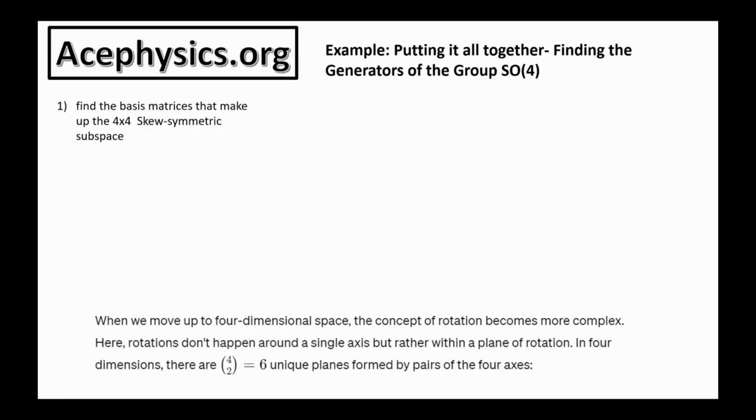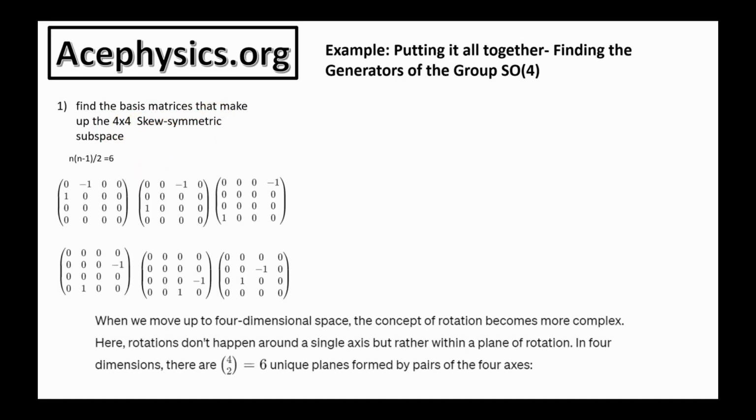And on to the final example, putting it all together, finding the generators of the group SO4. So in order to find the generators of the group SO4, the first step is to find the basis matrices that make up the 4x4 skew-symmetric subspace. These are the basis matrices. I'm just presenting them to you.